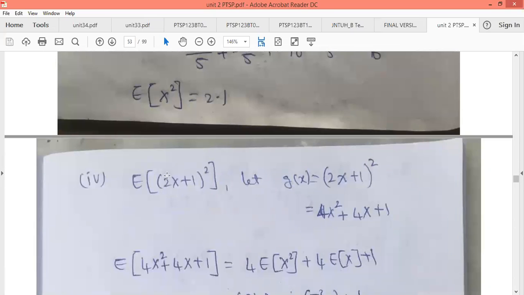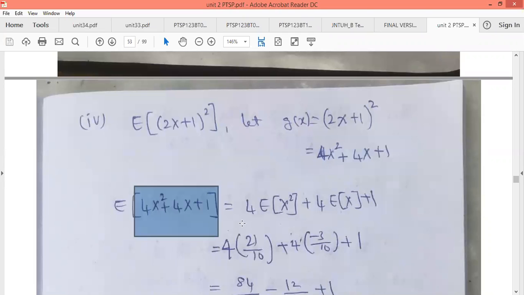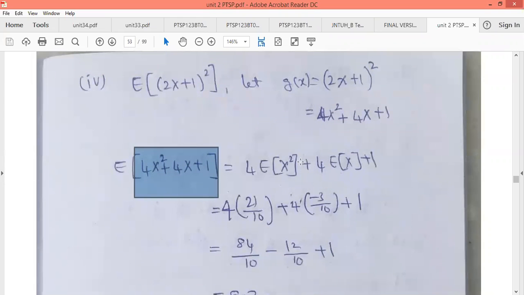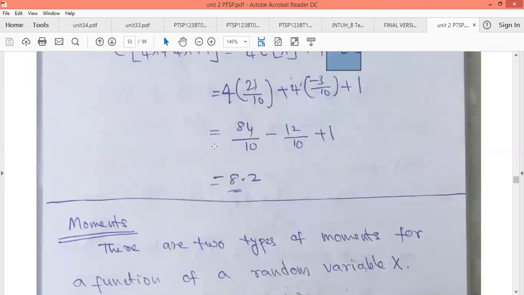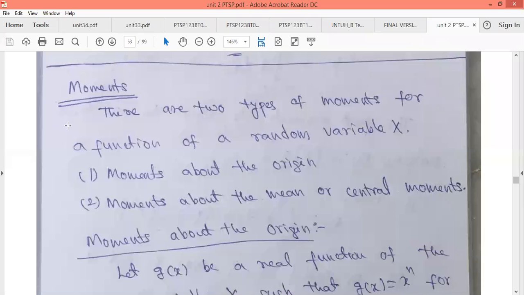Similarly, to find the expected value of (2x plus 1) whole square, you have to expand this function. Expanding (2x plus 1) whole square, we get 4x square plus 4x plus 1. So the expected value of 4x square plus 4x plus 1 will be 4 times the expected value of x square plus 4 times the expected value of x plus 1. We have already found the expected value of x square and the expected value of x. We substitute those values and obtain the expected value of (2x plus 1) whole square as 8.2. That's 7.5.